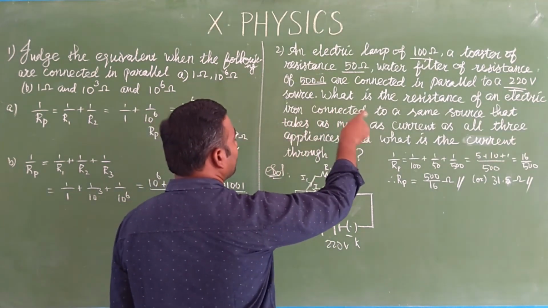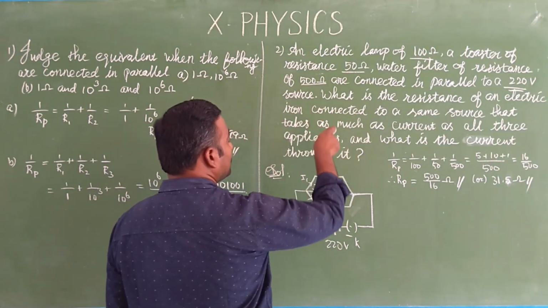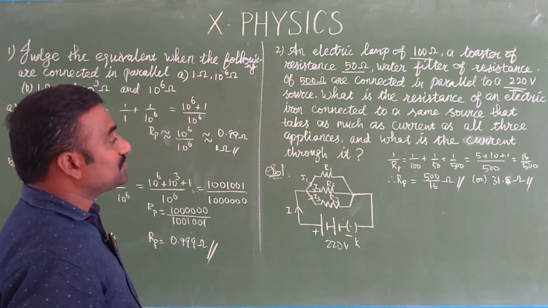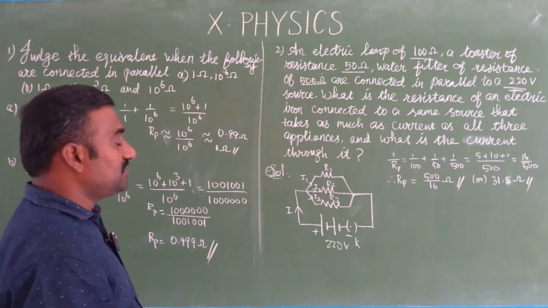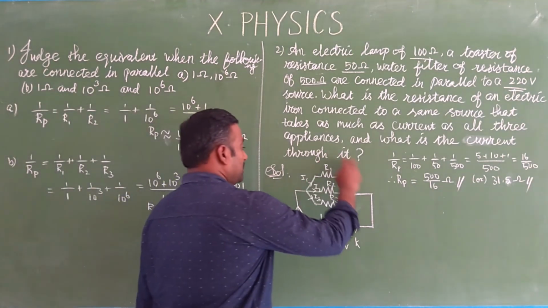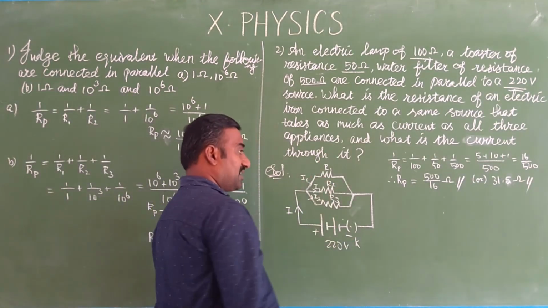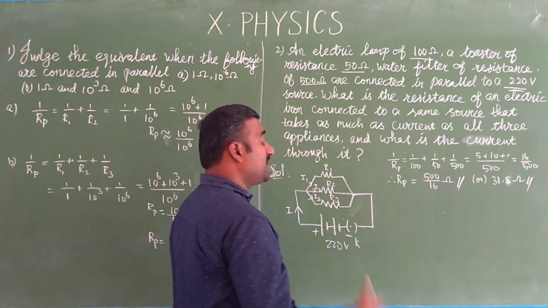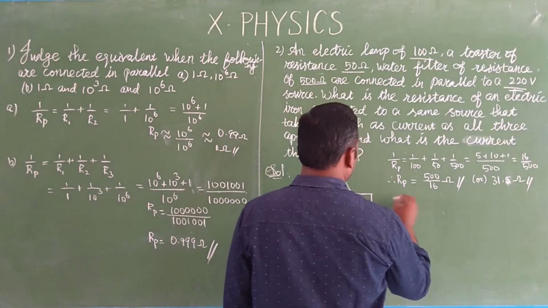What is the resistance of an electric iron connected to the same source that takes as much current as all the three appliances, and what is the current through it? If we replace all of these and connect one electric iron, what will be the resistance of that electric iron? This is the resistance. And what is the current through it? We'll find the current now.